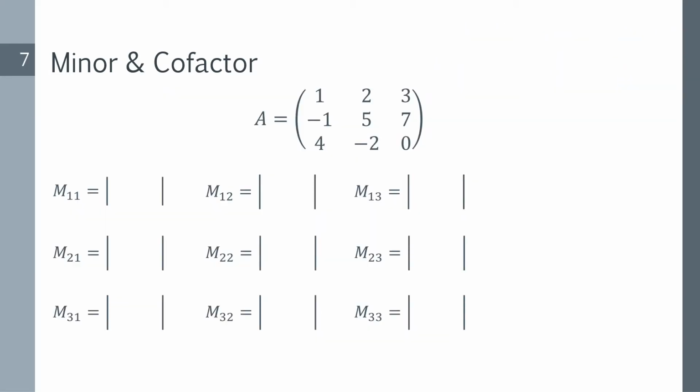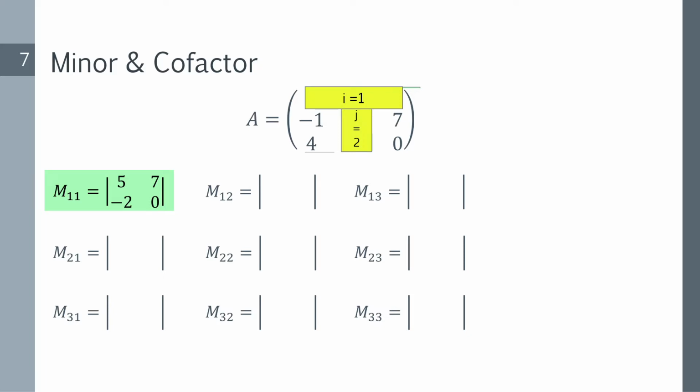Let us look at the first example: A is 1, 2, 3, negative 1, 5, 7. If I want to know M11, I cover the first row and first column, so I am going to have my value for the first determinant, 5, 7, negative 2, 0.